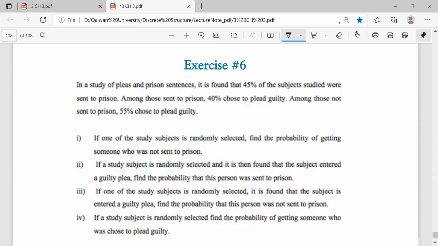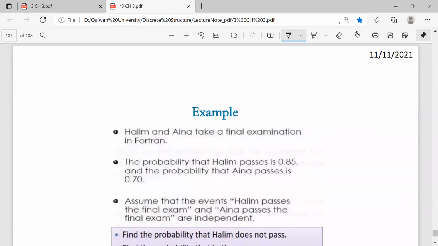Now, the last example in this chapter. Do you have any question about those examples that we talked about? Okay.